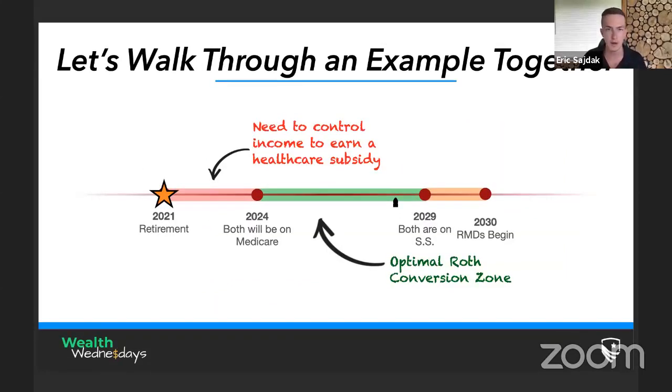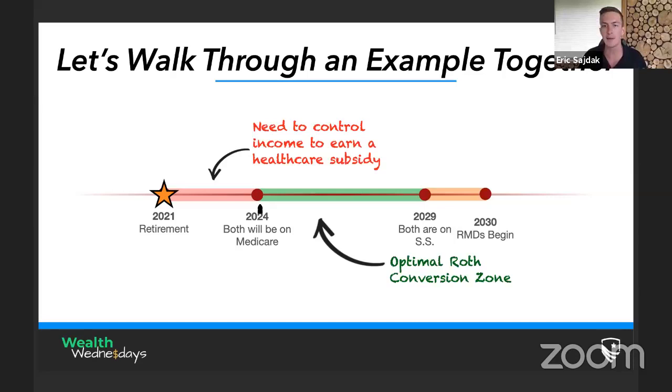How can we plan around this? Again, this is just going over their retirement situation. Well, from 2021 to 2024, they're going to be on Obamacare insurance, ACA. So they're going to try to keep their income low to earn a subsidy. By earning a subsidy, they're essentially going to lower their healthcare premiums by about $1,000 a month, $12,000 for the year.